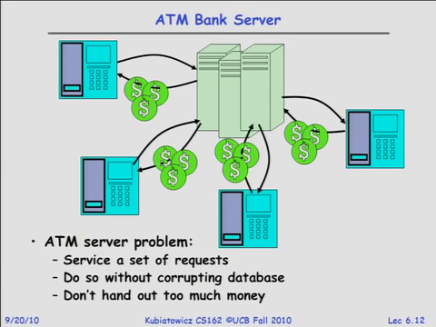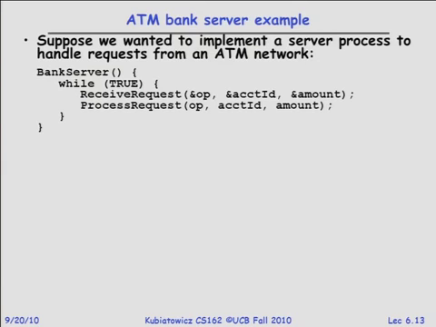So let's start with a simple version of this idea. Suppose we did this. The bank server runs this infinite loop that receives a request, which includes what operation you want to do, maybe the account ID and how much you want to deal with, processes the request, goes back, does the next one. What's great about this code is it's serial, it's easy to look at, it's easy to understand, and you're going to annoy ATM customers all over the world, because each one has to wait for somebody else for a long time, probably.